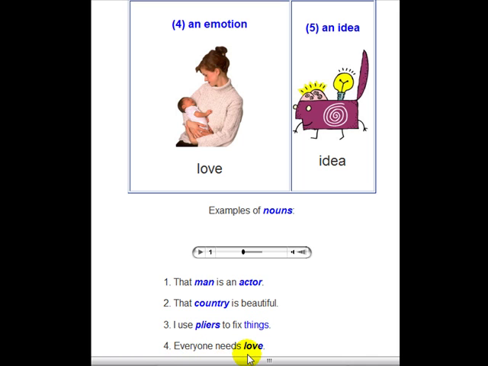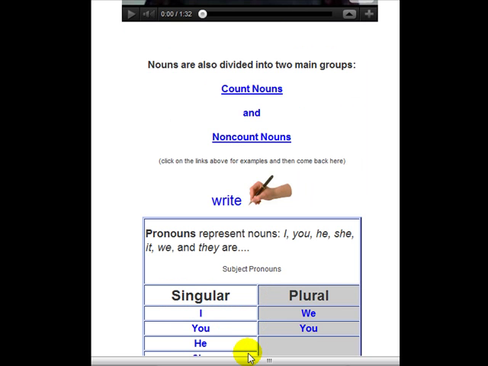Everyone needs love. Some of these words have not been introduced to you, but they will be explained as we go along in our lessons. But we put the words in order to make a sentence that makes sense. Nouns are also divided into two main groups, what they call count nouns and non-count nouns. Okay?